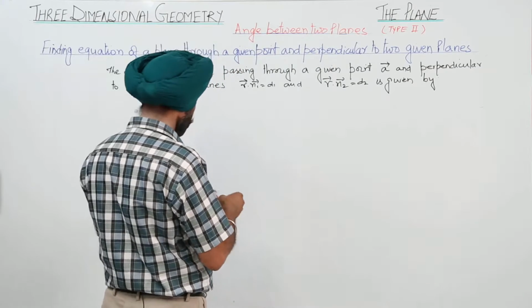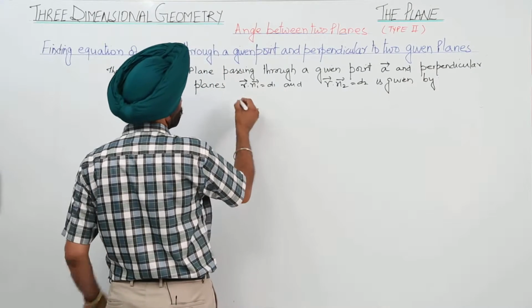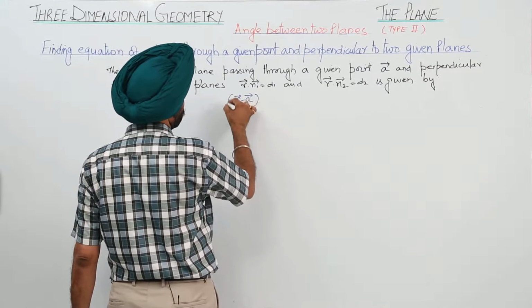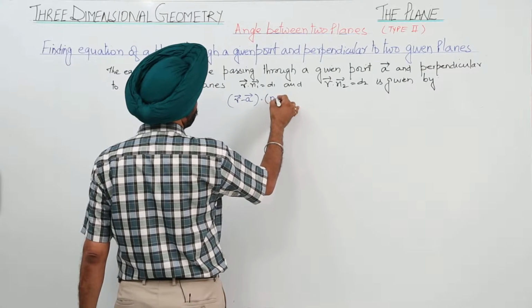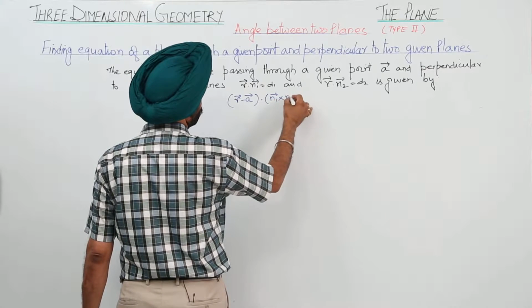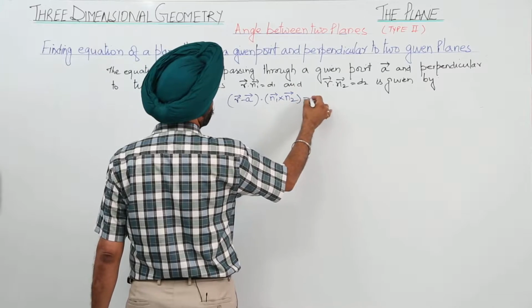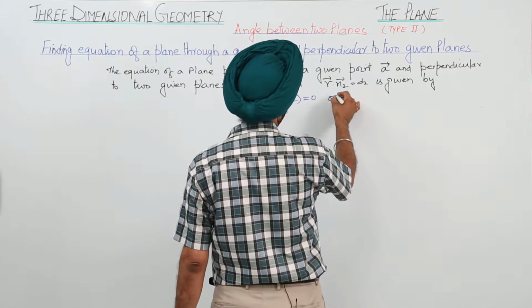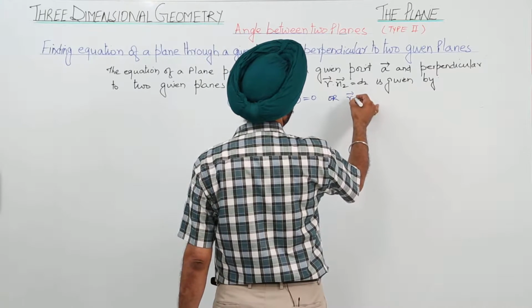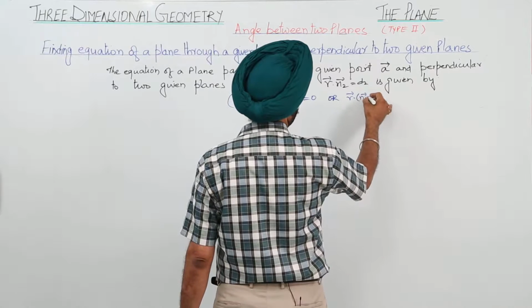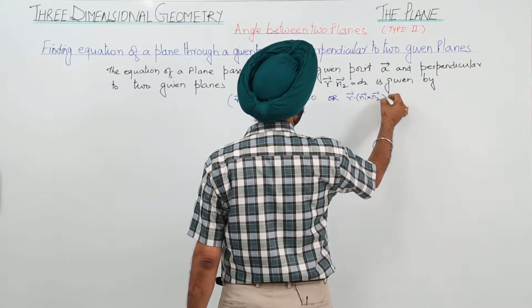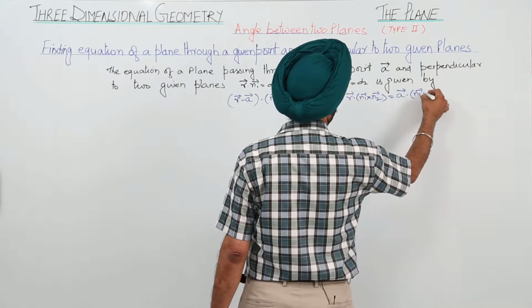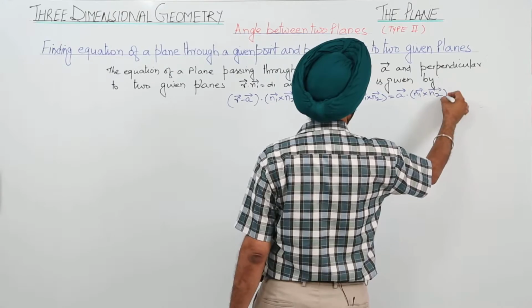now it is given by vector r minus vector a dot vector n1 cross vector n2, cross product of vector n1 and vector n2, or we can write this as vector r dot vector n1 cross vector n2 is equal to vector a dot vector n1 cross vector n2.